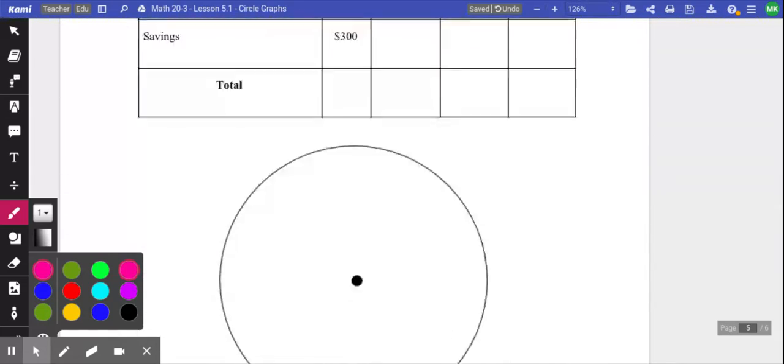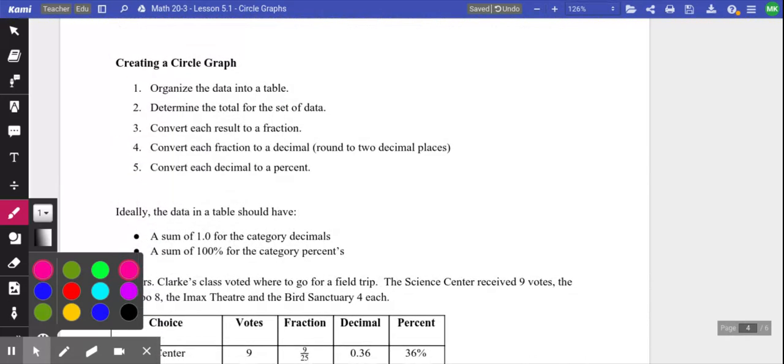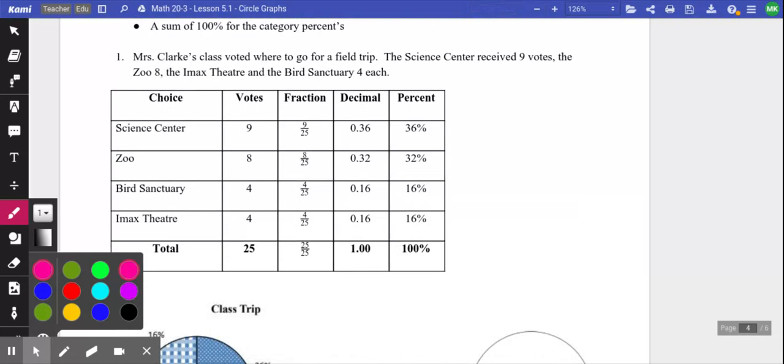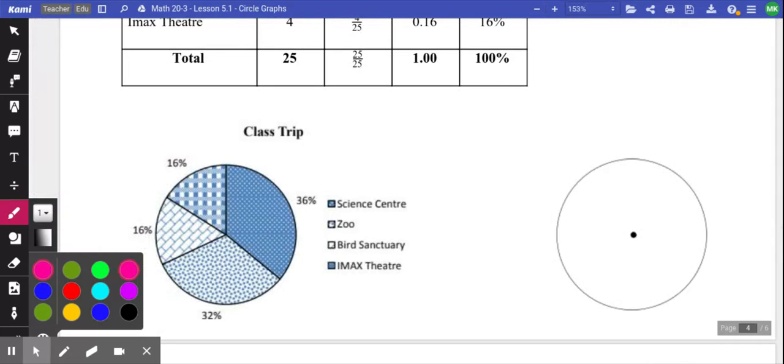We're going to try drawing it. So they gave us this question right here. They already filled it all out for us. They took the votes, they turned it into percentages, and then we're just going to try to put it in this circle right here. And I'm going to show you how you draw this.